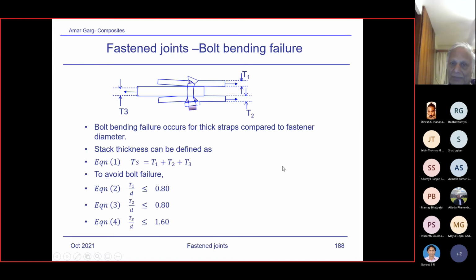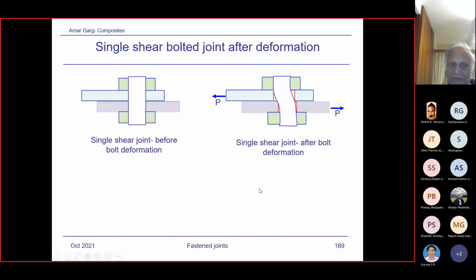Bolt bending failure, I'll be discussing in the following slides, of course. This slide I showed last time, for that normally the thickness to diameter ratio is less than 0.8, and this one less than 1.6. Okay, now let's consider bolt bending failure. So I've just tried to discuss the scenario over here.